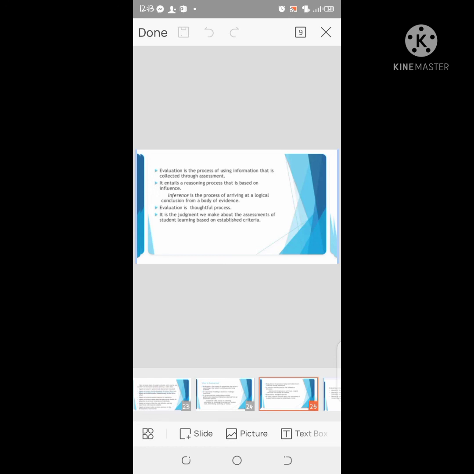So, evaluation is a truthful process. Next, it is the judgment we make about the assessment of student learning based on the criteria. So, assessment is very important in evaluation.